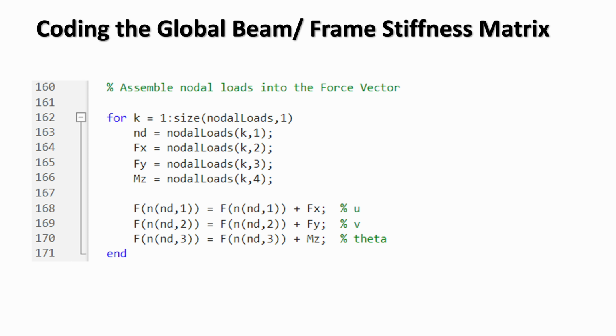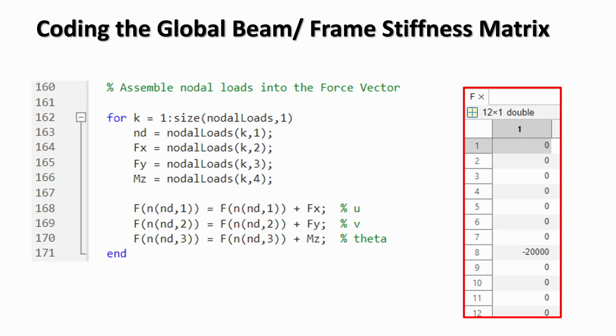Here we calculate all the nodal forces and place them in the correct locations in the force vector. And in our example, it looks like this: the 20 kilonewtons acting vertically downwards at node 3.